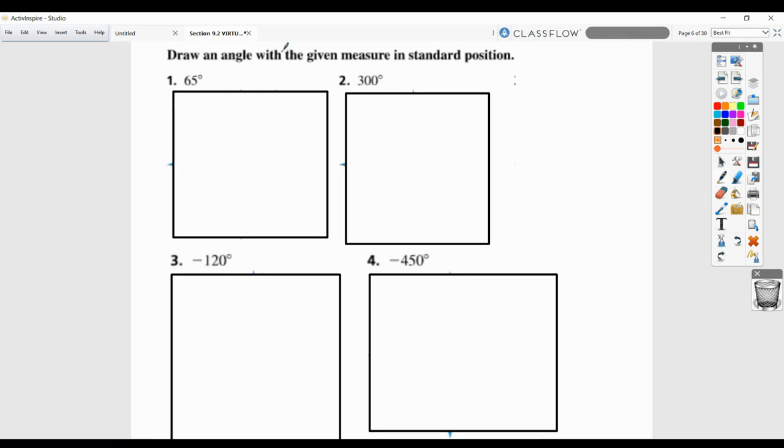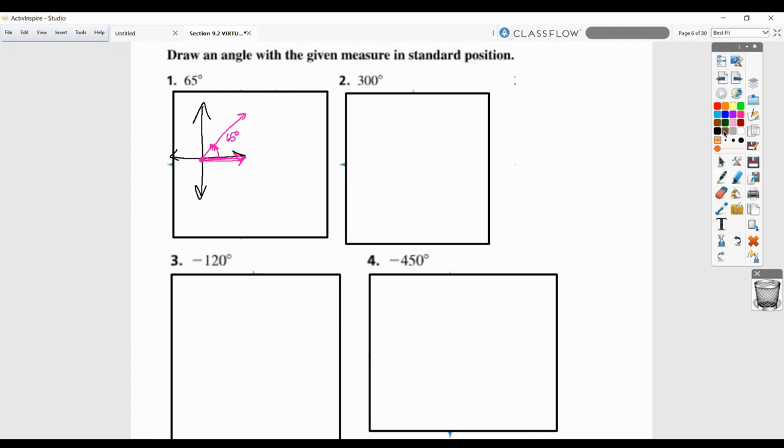The first part here is drawing these 4 angles. So if you want to pause this and draw them, and then hit start again so that you can see what they are. I'm going to do a quick sketch of each of these. This one starts at 0, 0. I show that, and it's positive, so I'm going up. It doesn't quite get to 90 degrees. So that would be about 65 degrees, and we can label that if we'd like.